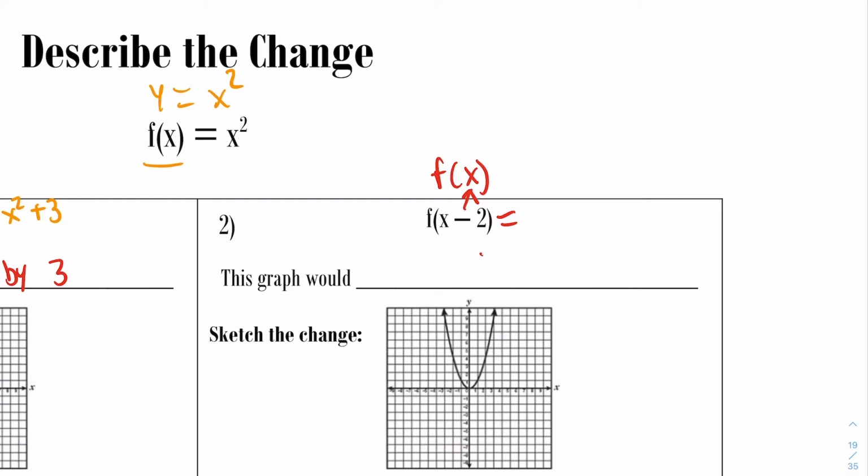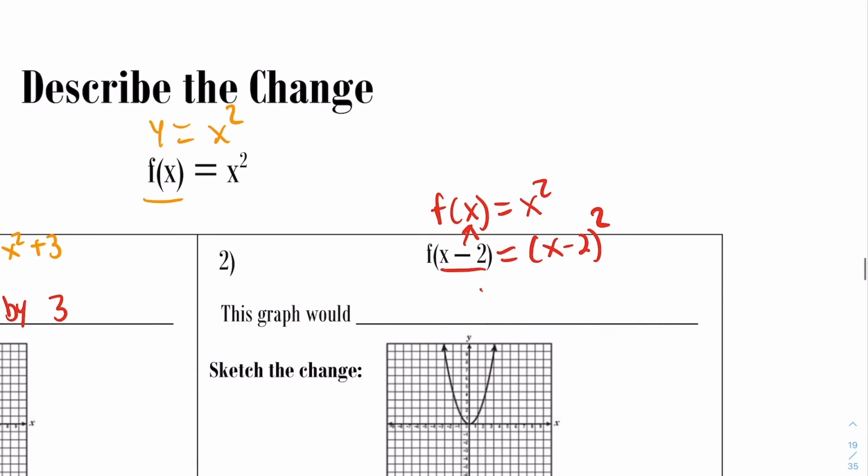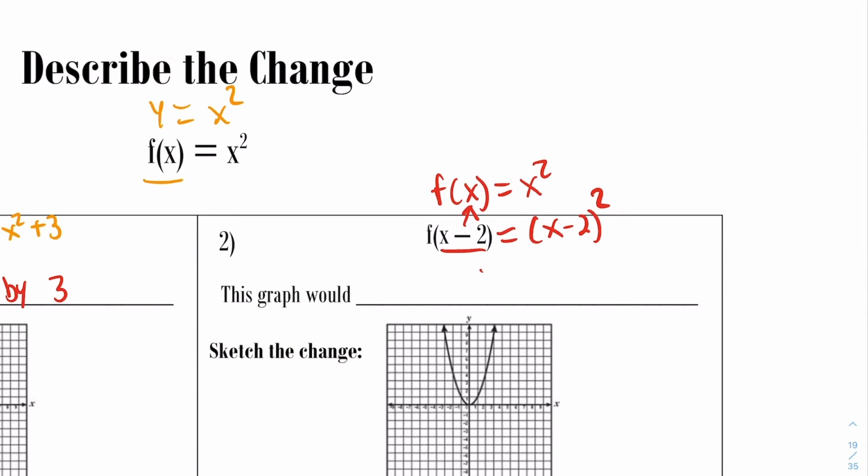So that means in the equation they gave us, f of x is equal to x squared. But since we now have x minus 2 inside of the parentheses, then this is going to be equal to x minus 2 squared. If you need more practice with understanding function notation, just search up function notation transformations practice.